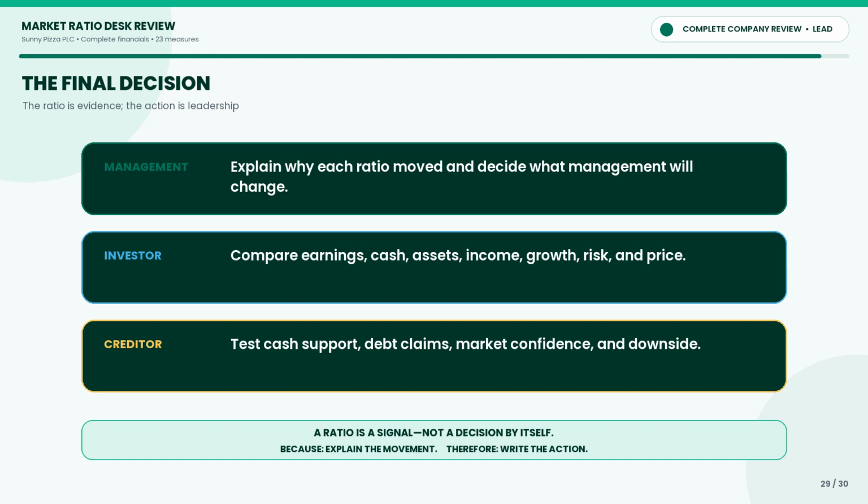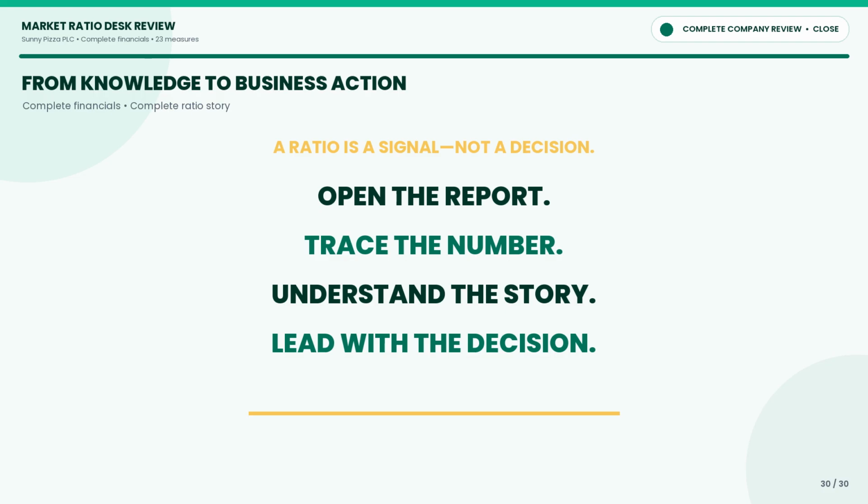No single card gives a verdict. Benchmark ranges are guides, not universal standards. Compare trends, peers, risk, valuation dates, and cash quality. A ratio is a signal, not a decision. For every change, explain because, then act with therefore. A ratio is a signal, not a decision by itself.